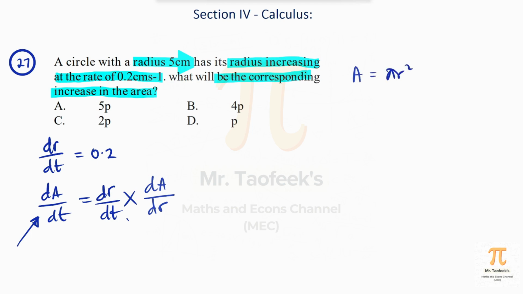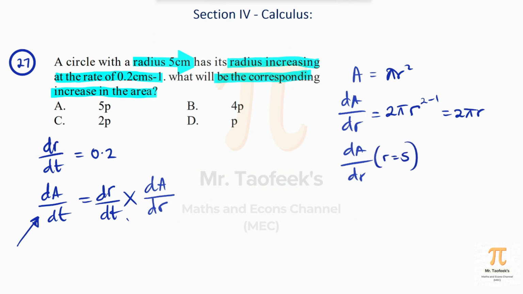So this is the formula. So differentiate to get dA over dr, which is the same thing as what you know already. So multiply by the power, 2 pi r, and take away 1 from the power. So 2 minus 1 is 1. So this is just 2 pi r. So dA over dr when the radius is 5, because they told us the radius is 5 centimeters, is going to be 2 times pi times 5, and that will be 10 pi. Okay, so dA over dr when radius is 5 is 10 pi.